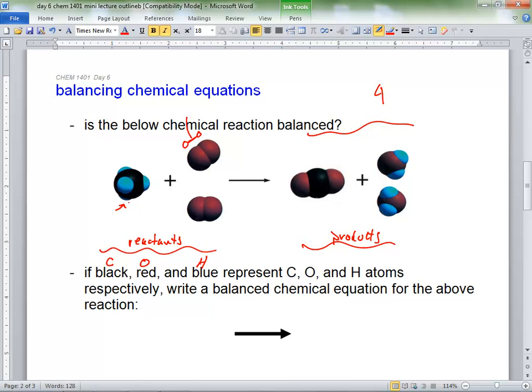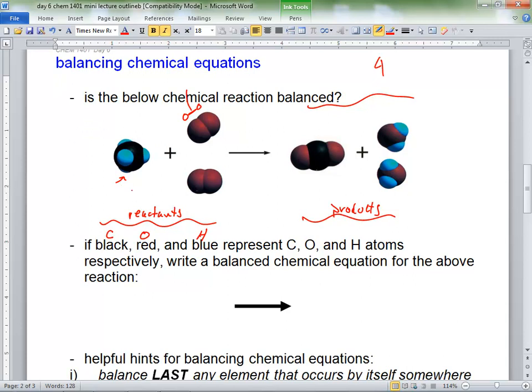Except drawing these things isn't going to work. We're just going to write chemical equations for them. So how would we write the chemical equation for this? Christina, how would you write the chemical equation for this guy? We're going to have something plus something on both sides here. How would you write the chemical formula for this thing? Remember, the black is carbon, the blue is hydrogen.